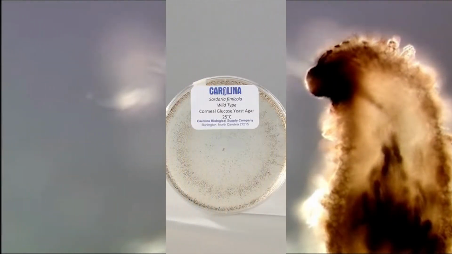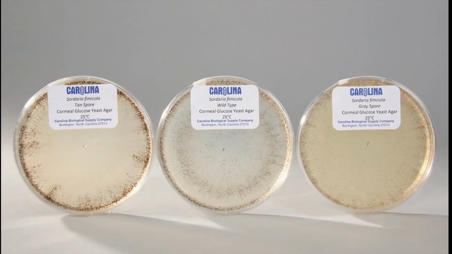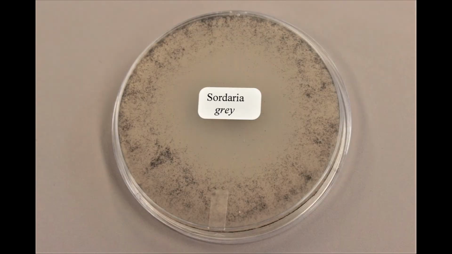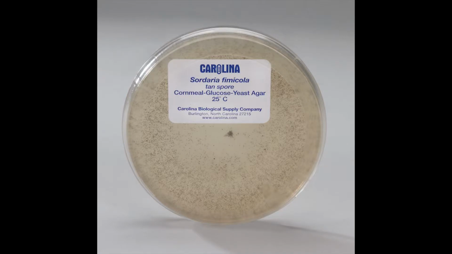Now that you have an idea of how ascomycetes propagate in nature, let's take a look at how we cross them in the lab. We can purchase different strains of Sordaria from suppliers like the Carolina Biological Supplies Company. We have here a wild-type strain, a gray mutant, and a tan mutant.